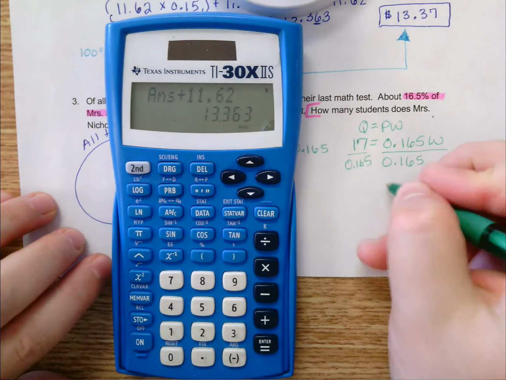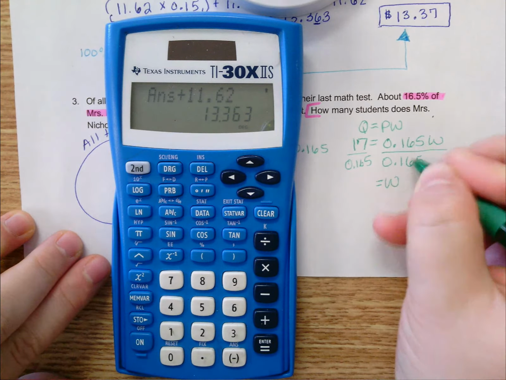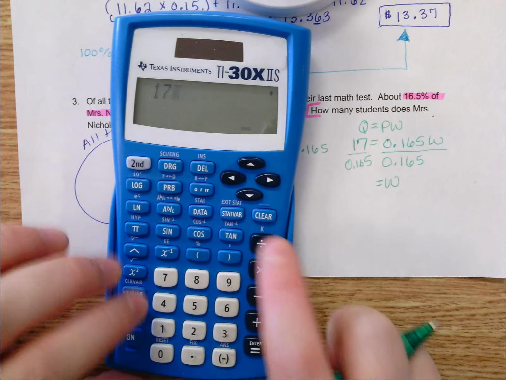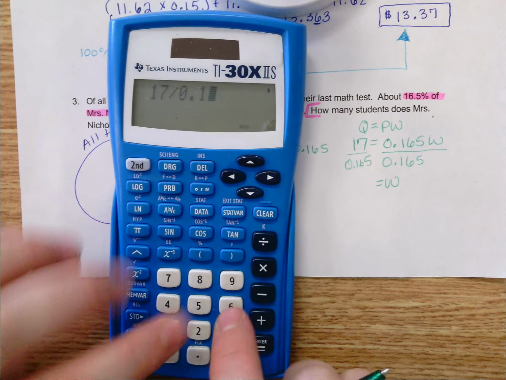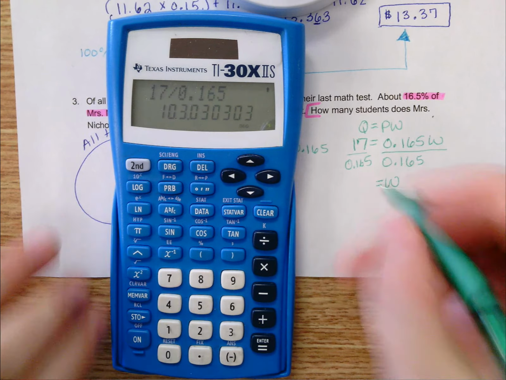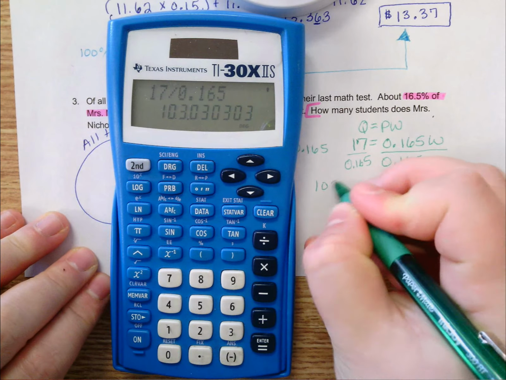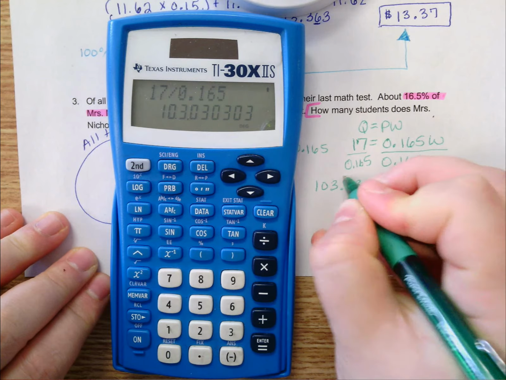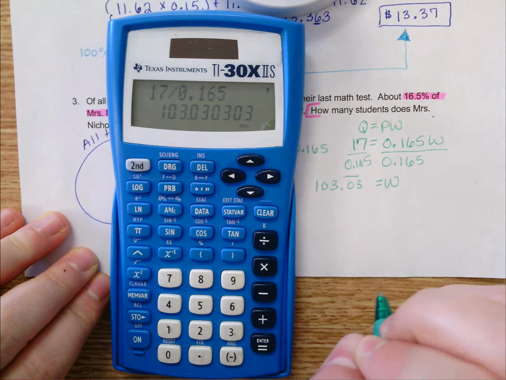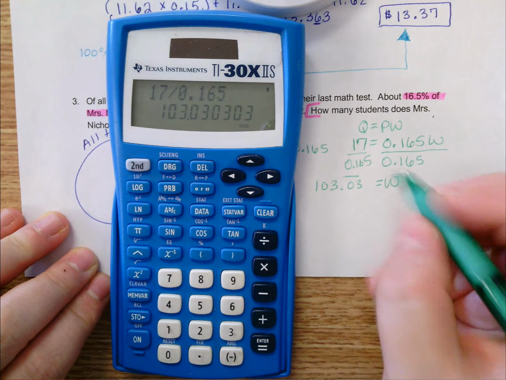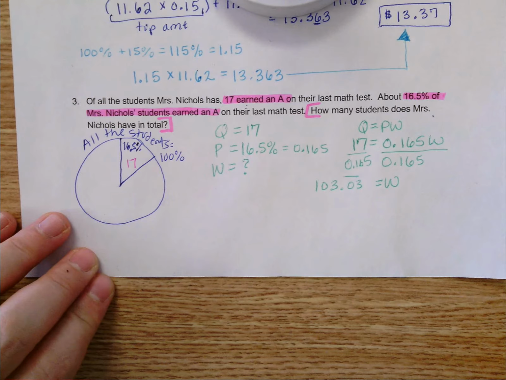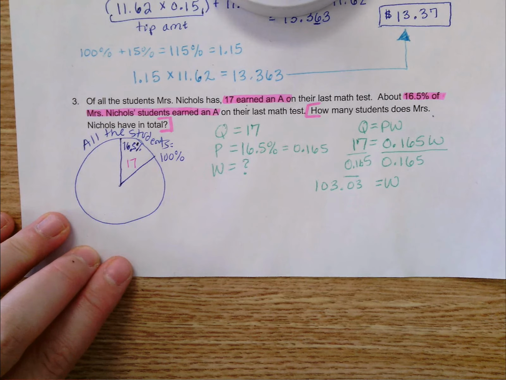When I do this on the right-hand side, those coefficients cancel out and I just get W. On the left-hand side, I'm taking 17 divided by 0.165. And that gives me W equals 103.03 repeating. Well, I'm not going to have 0.03 repeating students. So I'm going to round to the nearest student, right? It says about 16.5%, so about 103 students.